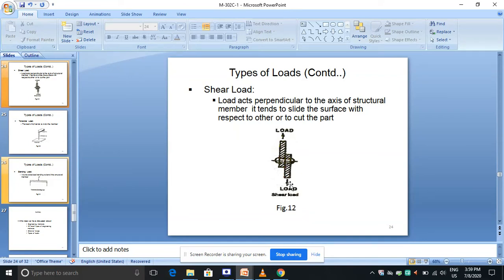Next is shear load. The load acts perpendicular to the axis of the structural member. It tends to slide one part with respect to another or cut the part. That means the load is applied perpendicularly. See here, the load is applied here perpendicular. It may shear here or you can break it also.